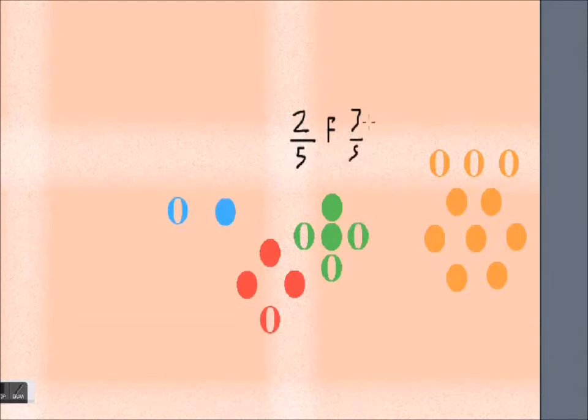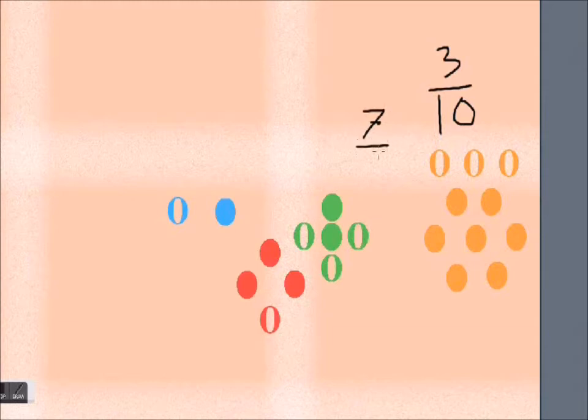Now for this last one with the orange circles, we can see that there are 1, 2, 3, 4, 5, 6, 7, 8, 9, 10 circles total. So that 10 is going to go on the bottom. And if we wanted to look at the blank circles, well, we've got 3 of them. So 3 blank circles out of 10. We're just talking about the orange ones, remember. And we've got 1, 2, 3, 4, 5, 6, 7. 7 out of 10 are filled in. So 3 out of 10 orange ones are blank, and 7 out of 10 orange ones are filled in.